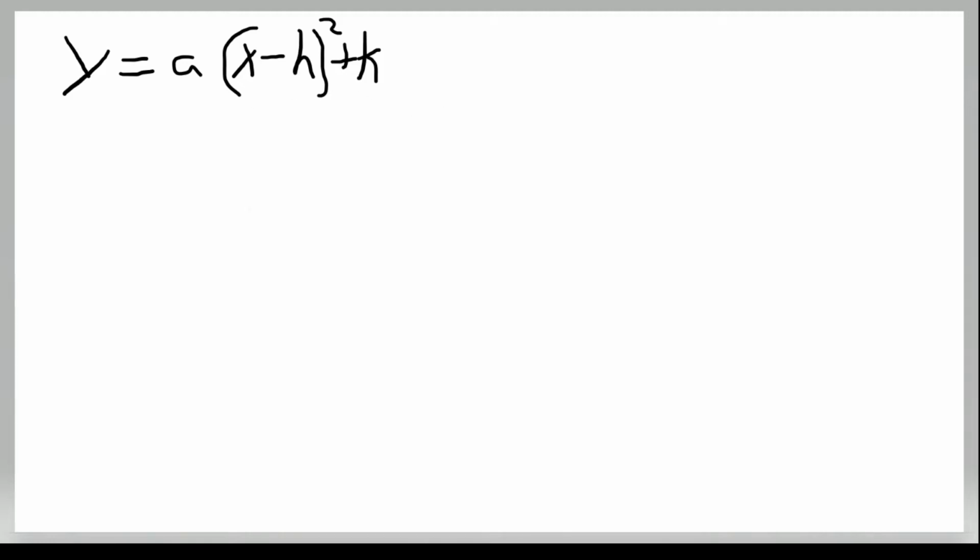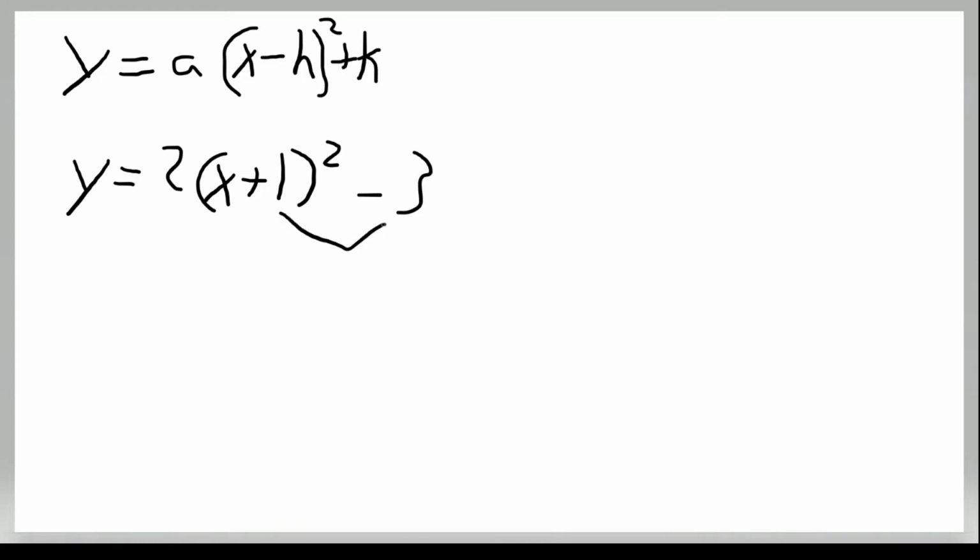So we can take our vertex from an equation that they've given us, which is y equals 2(x plus 1) squared minus 3. Now from this, we can get our vertex, which is going to be negative 1, negative 3, because we need to go left 1 and then down 3. There we go. There's a vertex. Now our axis of symmetry is going to be negative 1.